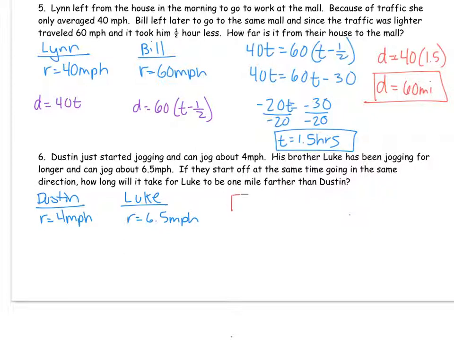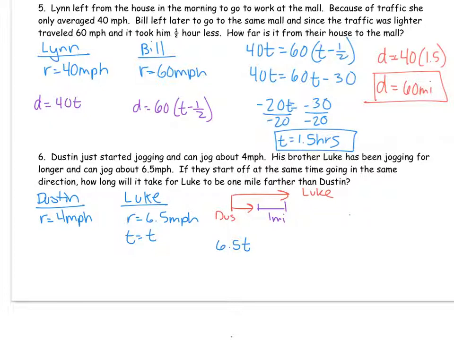So for problems like this, I like to draw a picture just to illustrate what's going on. So this would be Luke out here in front. This is Dustin hanging out in the back. And we want to know, when is Luke 1 mile ahead of Dustin? So what we want to do on this problem is think about, how far has Luke gone? We don't know how long he's traveled, so we're going to let his time be t. So for Luke, we've got 6.5t. That's his distance in this given amount of time.